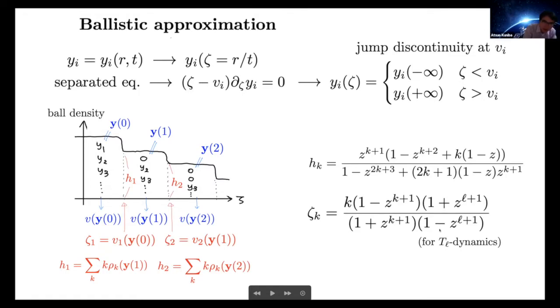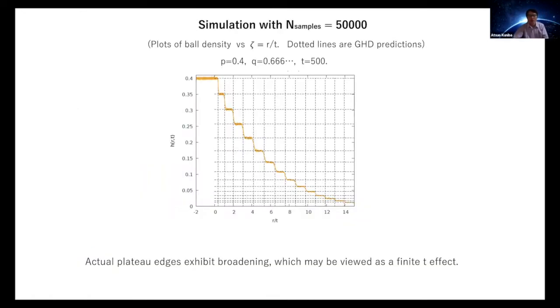So this is the result, and this is a comparison with the simulation with 50,000 samples. This orange plot is the simulation results, and the dotted lines are the GHD predictions, and agreement is rather good. But as you see, the plateau edges exhibit broadening, which may be viewed as a finite T effect.